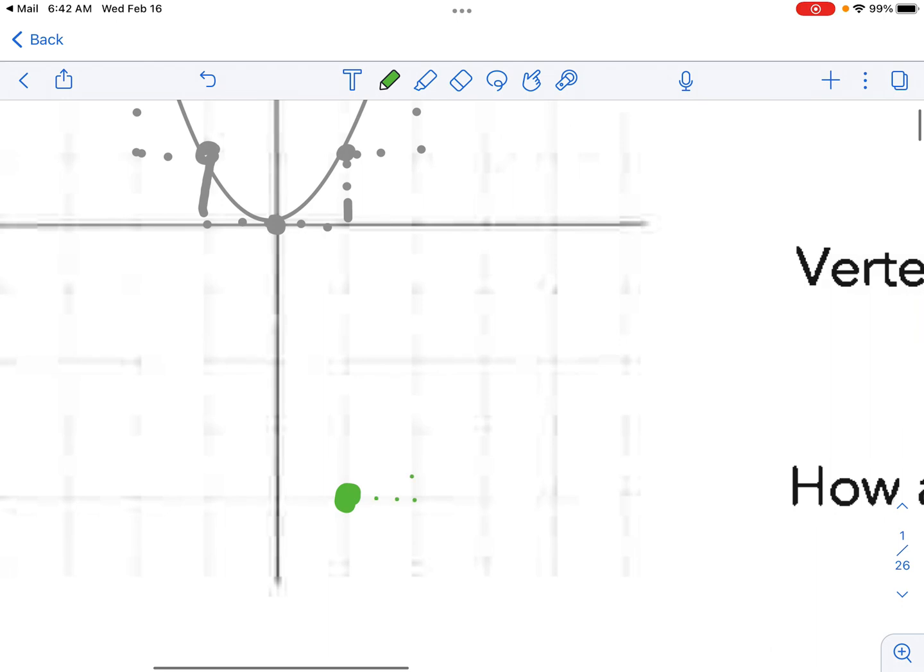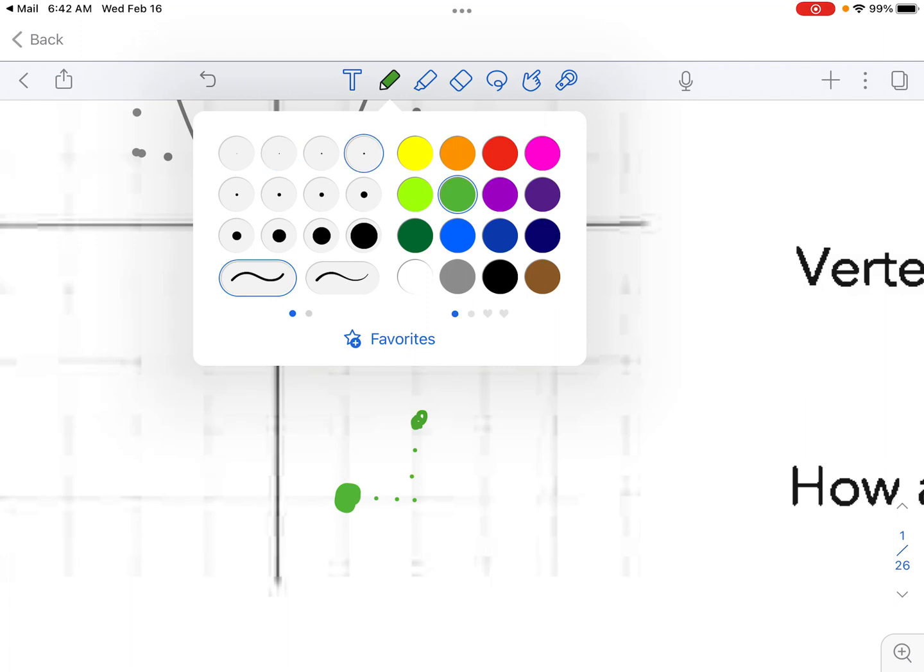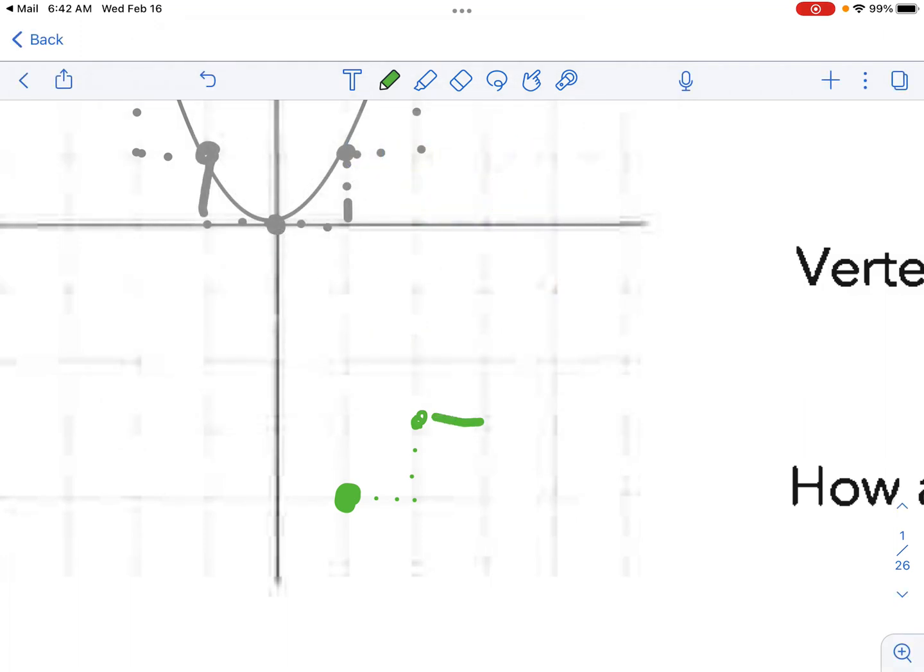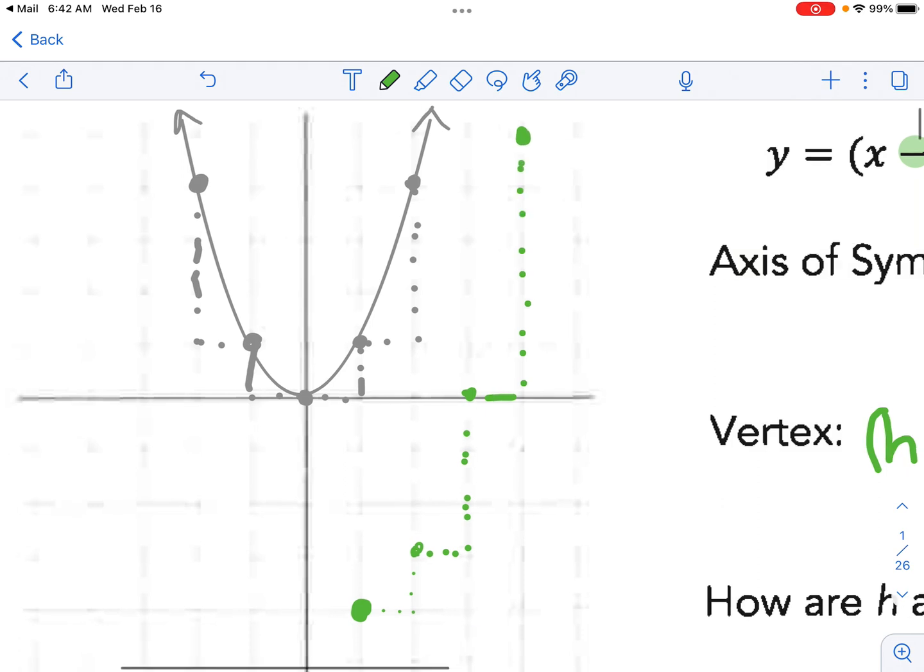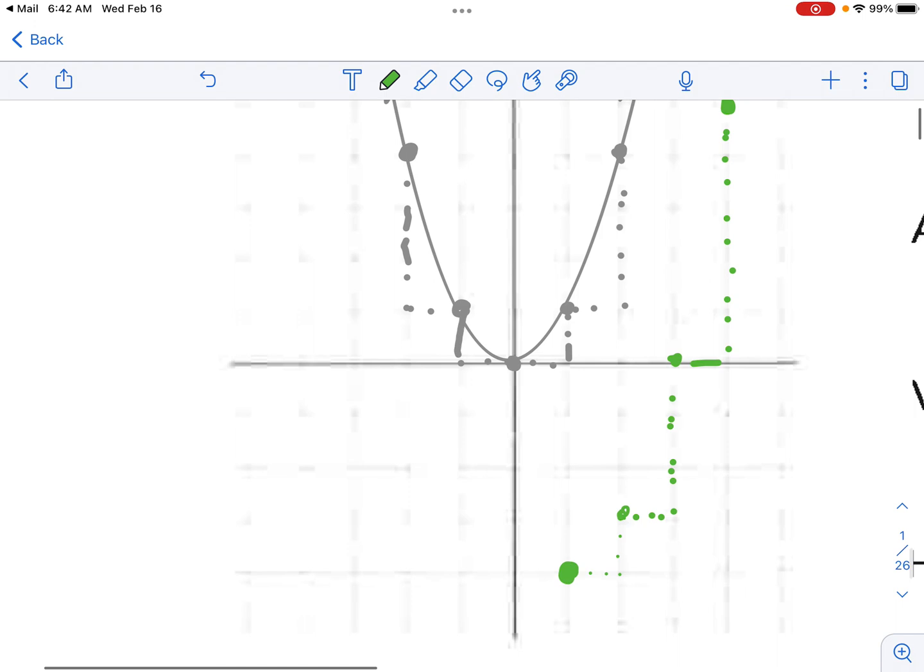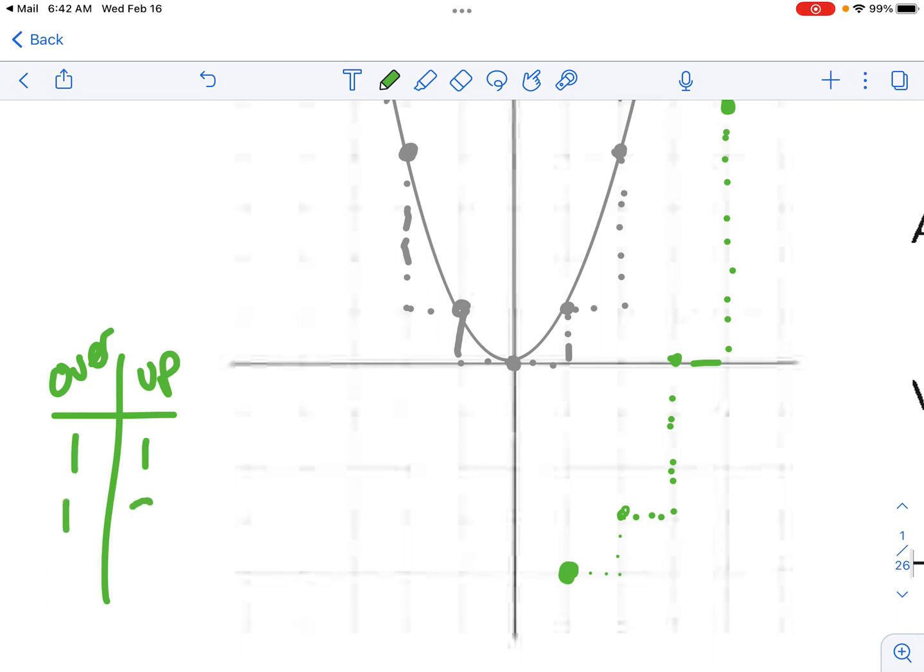So if you notice, then we can recreate that pattern down here. We can go over 1, up 1. Over 1, up 3. 1, 2, 3. And we can even do the over 1, up 5. Over 1, up 1, 2, 3, 4, 5. We have enough of the graph to do that. So that's that movement chart that we used to do where we would go over, and in this case up because of the positive x squared, over 1, up 1, over 1, up 3, over 1, up 5.